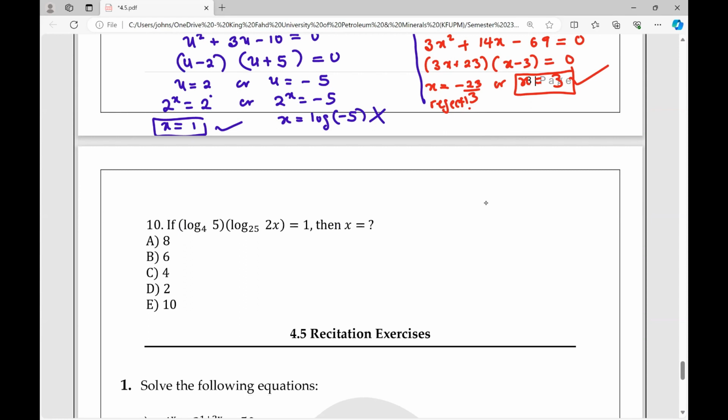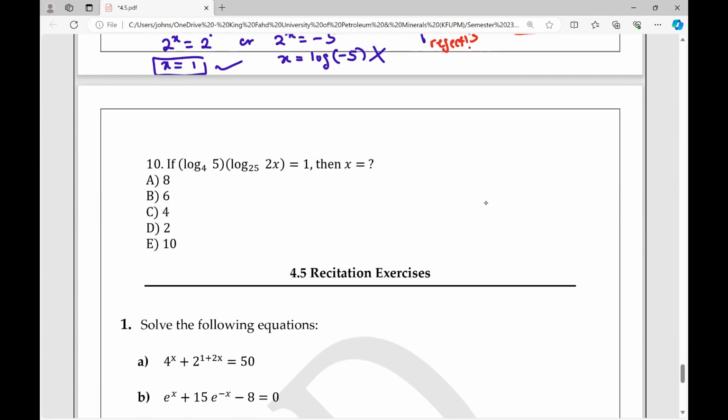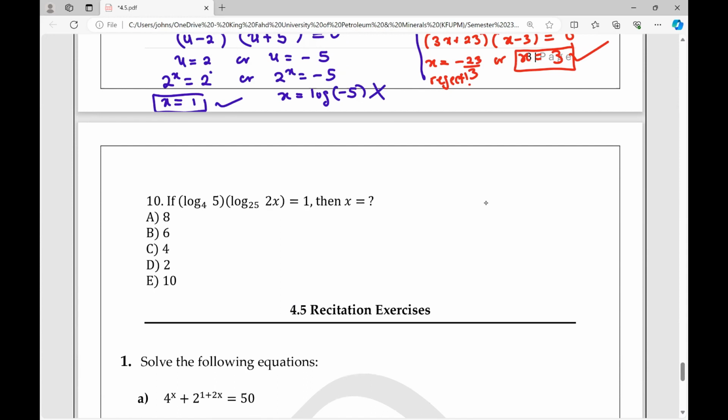So for question number 9, we want to find x. Okay, so we just apply the what? We have to do a change of base first here, because look at the bases here. This is base 4, and this is base 25. So which base can we go to? We can just take everything to base 10, maybe. It's fine, because, okay, let's write it.